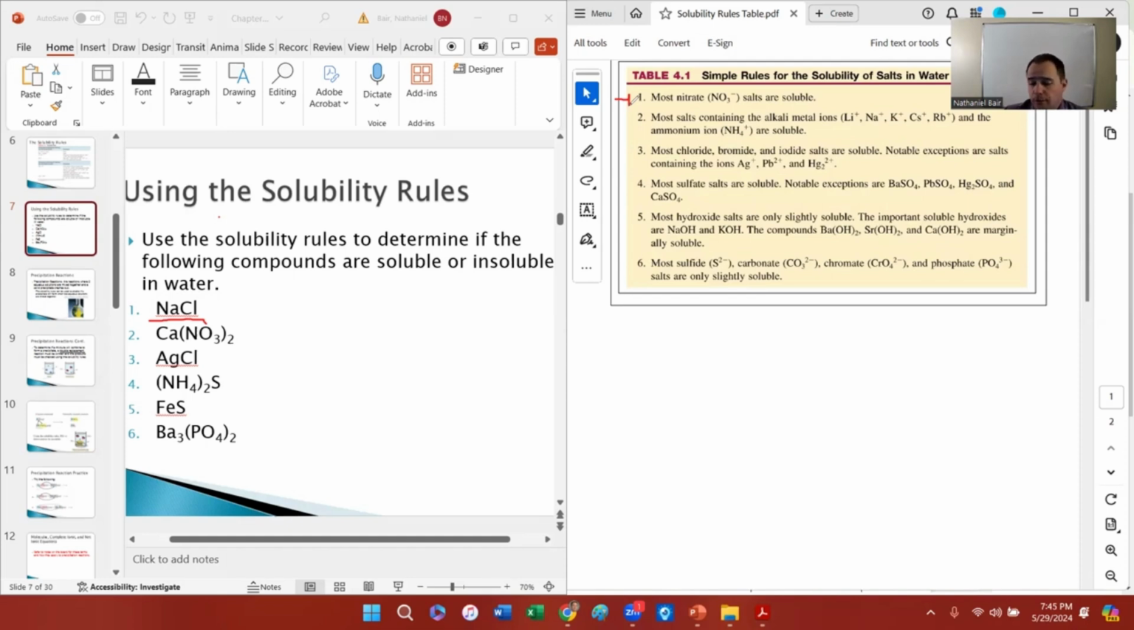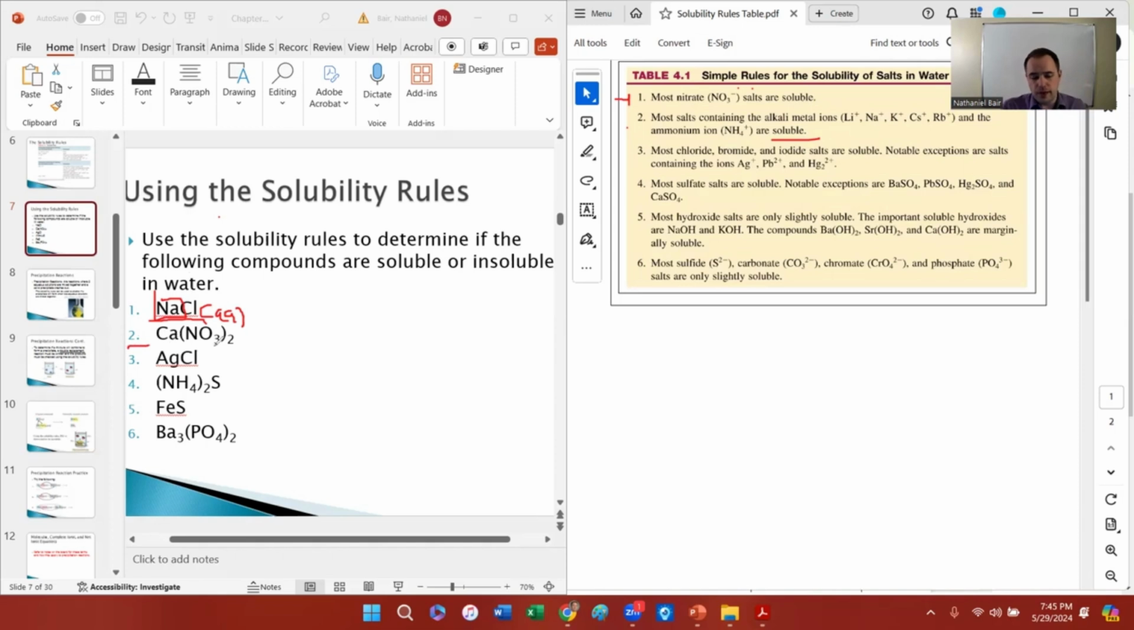So sodium chloride, does that contain a nitrate, acetate, or chlorate salt? Nope. On to rule 2. Most salts containing lithium, sodium, potassium, cesium, rubidium, the alkali metal ions, or ammonium are soluble. Do we have an alkali metal ion or ammonium? And the answer is, there's the sodium. This says it's soluble. We're going to write AQ here because that bad boy would dissolve in water and enter the aqueous state.